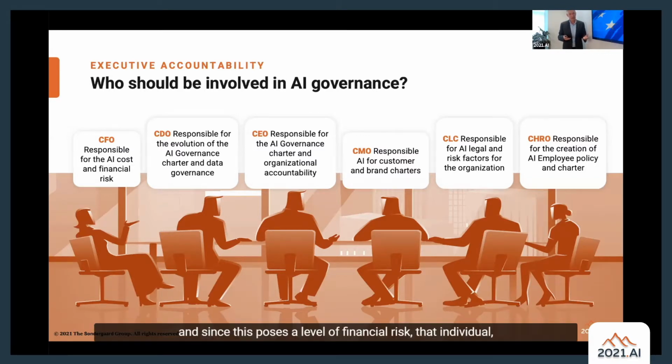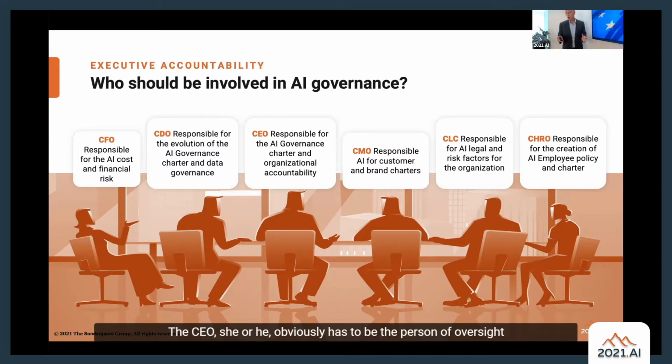And since this poses a level of financial risk, that individual, he or she, becomes critical in the deployment. The chief data officer, if organizations have that, is obviously responsible for this under the context of coordinating the data governance and also AI governance charter for the organization.